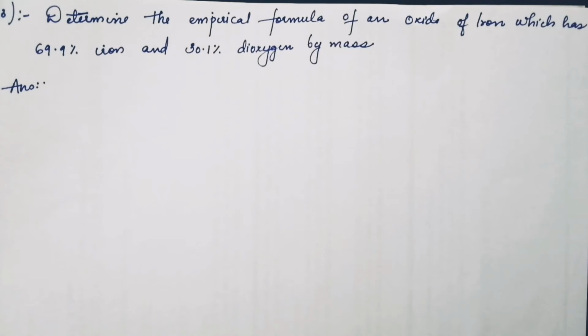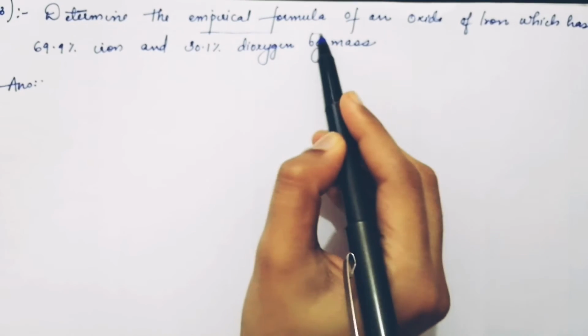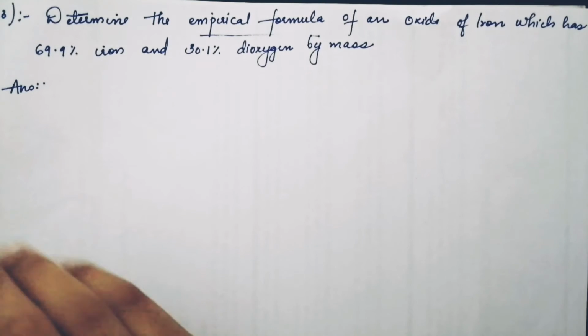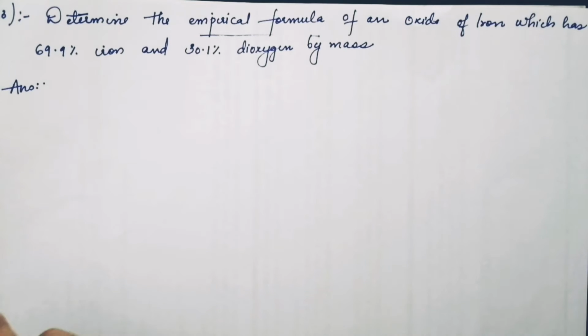Question 3 says, determine the empirical formula of an oxide of iron which has 69.9% of iron and 30.1% of dioxygen by mass. So here we have to calculate the empirical formula. So what is this empirical formula? Empirical formula gives us the simplest whole number ratio of various atoms present in a compound.